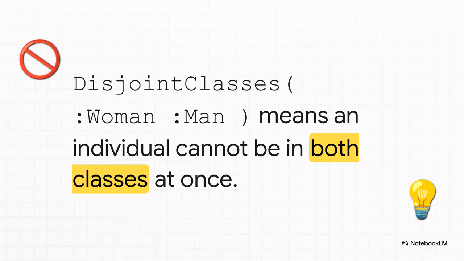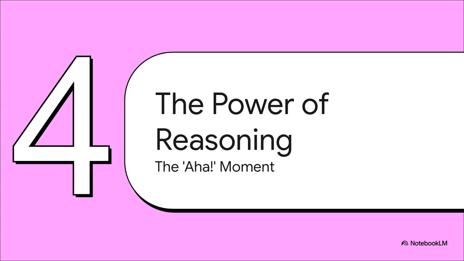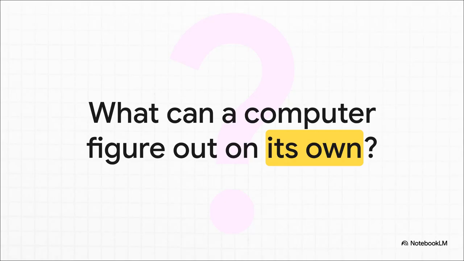And it's just as important to say what can't be true. We can state that the classes man and woman are disjoint. All that means is that nothing can be a man and a woman at the same time. This kind of rule is super important for preventing logical mistakes down the road. Okay, so you might be wondering, why go through all this trouble to state what seems, well, kind of obvious? And this, my friends, is where the magic happens. This is the big payoff. So if a computer knows all these little rules we've set up, what can it figure out all on its own? This is where it gets really cool.